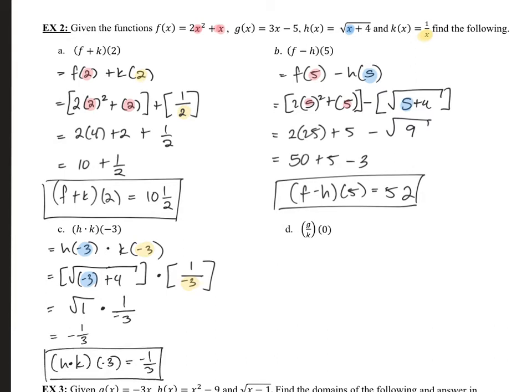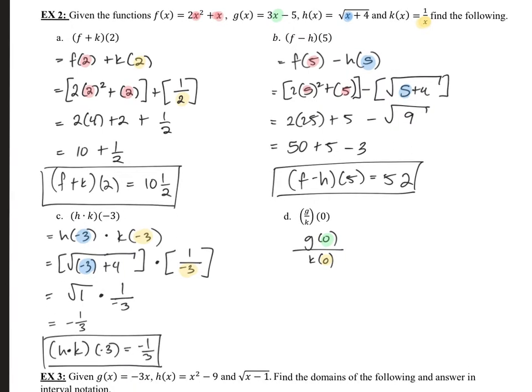One more to go. G over k of 0. So this breaks up into g of 0 over k of 0. And we're replacing x this time with 0. So g, we haven't used g yet. I'll use green for g. That's where we're replacing the 0. And then k of 0, we've already used that before with yellow. So when I plug these in, I'll get g of 0, so it's going to be 3 times 0 minus 5 divided by k of 0, which is 1 over 0. Interesting.